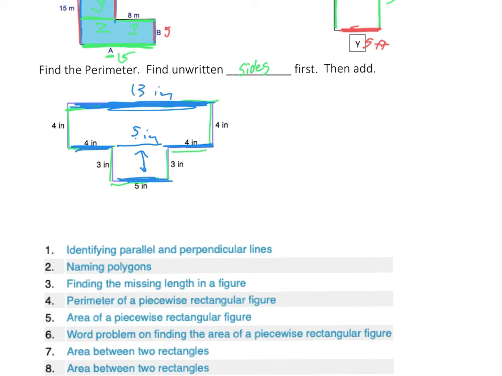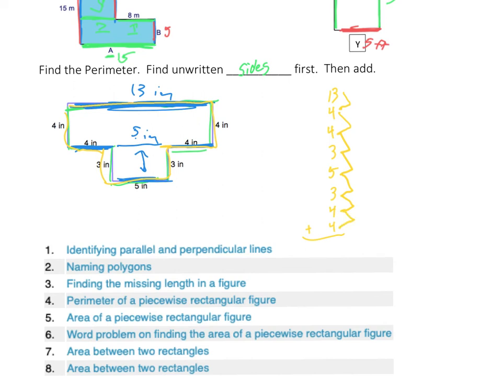Okay, so now to find the perimeter, we need to add them all together. For this one, I'm going to have you write it off to the side. I like to just start with one length and just add going around. I usually start with the longest. There are shortcuts, which I can show you in class. But this one time, let's write it all out. So 13 plus 4 is 17, 21, 24, 29, 32, 37, 41.